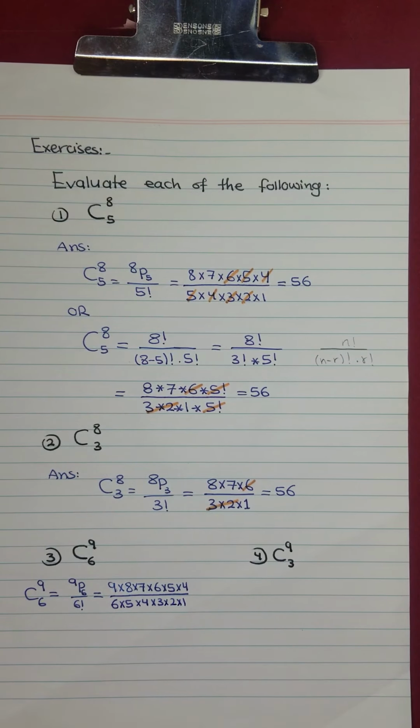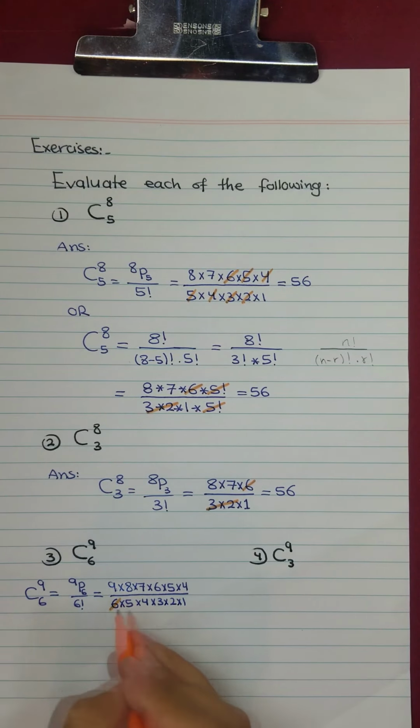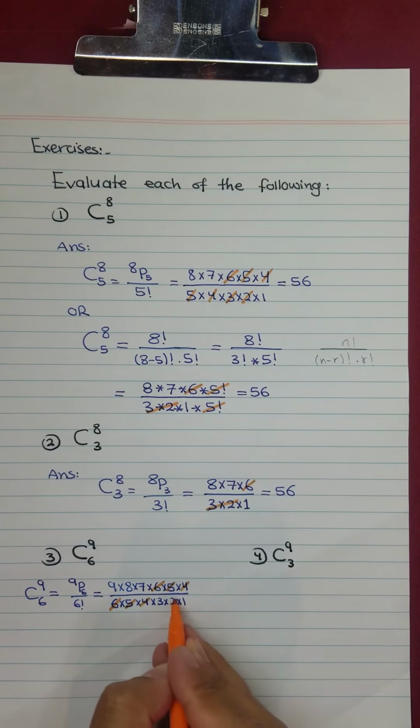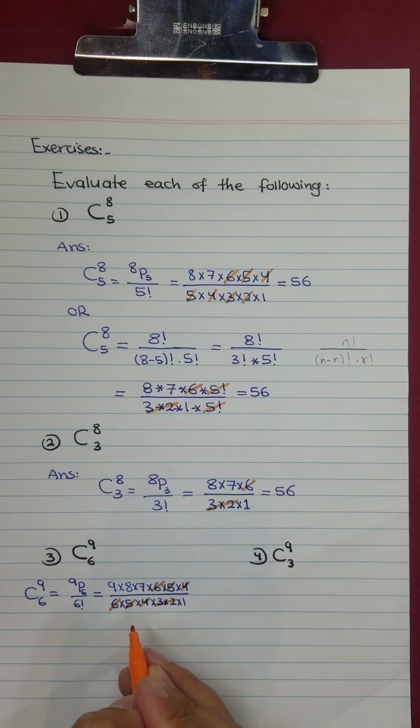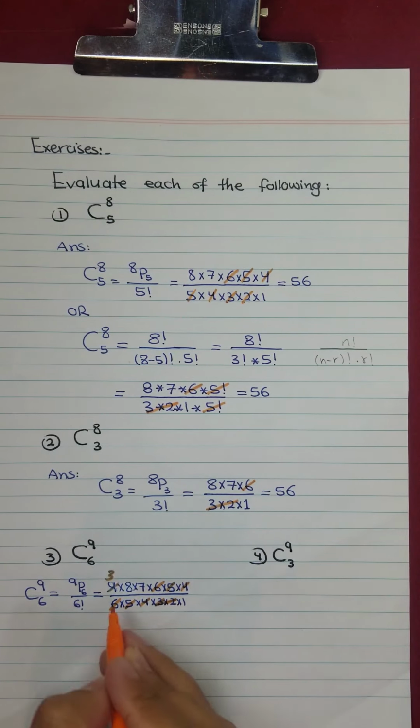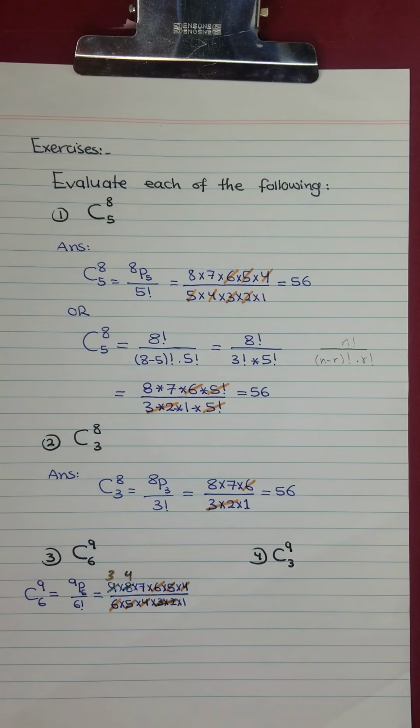And cancelling is going to be pretty easy as well this time. The 6 cancels the 6, the 5 cancels the 5, the 4 cancels the 4. 3 times 2 is 6, cancels, well, we don't have a 6. So the 3 cancels the 9, we get 3. And the 2 cancels the 8, we get a 4. Good? So the answer is going to be 3 times 4 times 7. 3 times 4 is 12, and 12 times 7 is going to be 84. So the answer is 84. So this is going to be the answer of 9 combination 6.